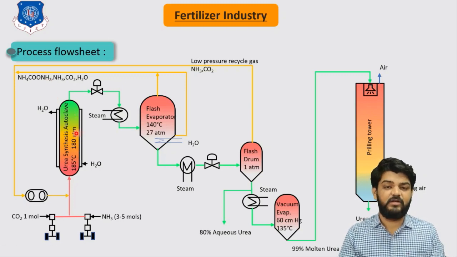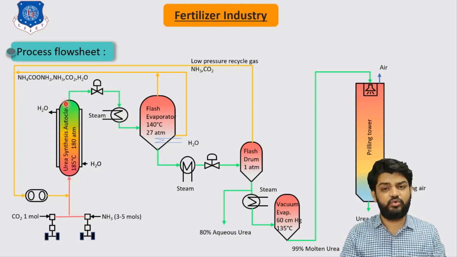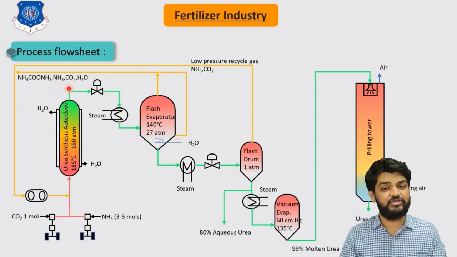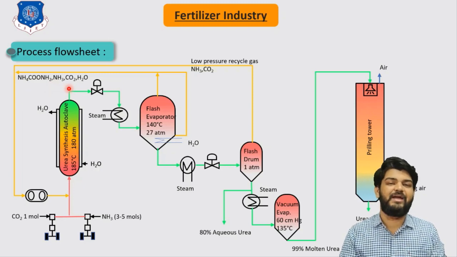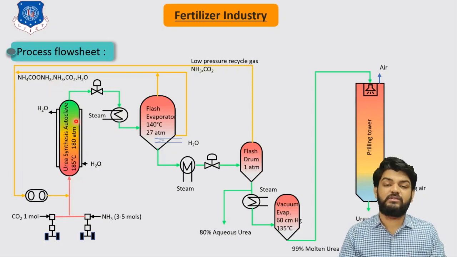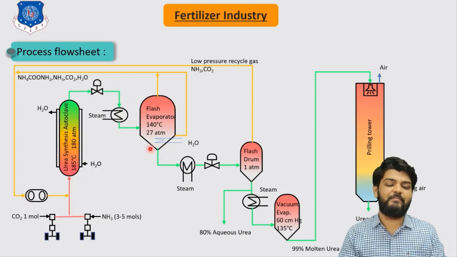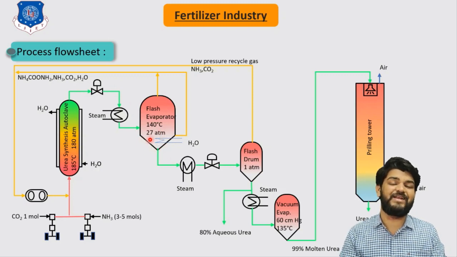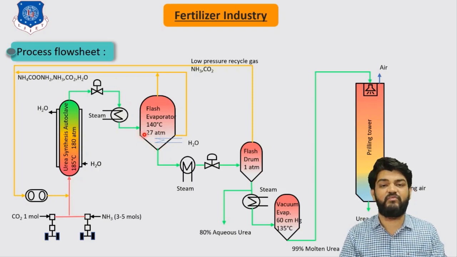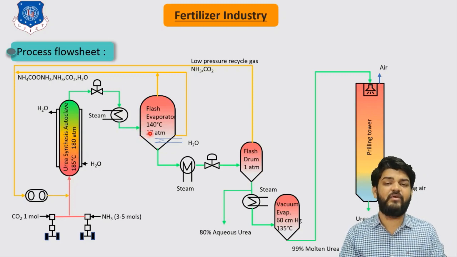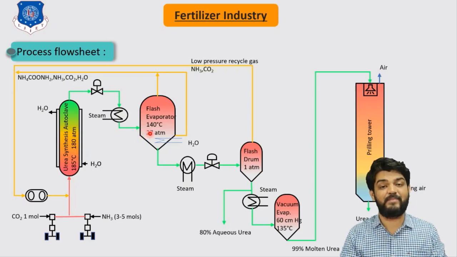That is, 35 to 37% of urea is being produced in this autoclave. So the product contains urea, ammonium carbamate, unconverted carbon dioxide and unconverted ammonia, and some amount of water as well. All the product coming out of the autoclave is directly sent to the flash evaporator, where we maintain a low pressure of around 27 atmospheres and a temperature of 140 degrees Celsius. And we try to concentrate our urea and decompose ammonium carbamate.